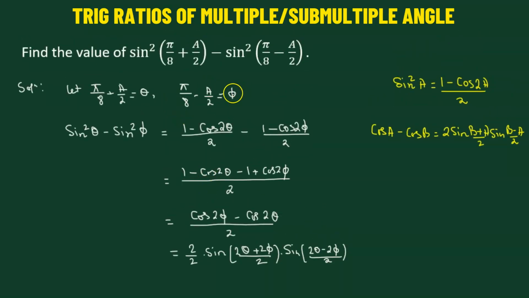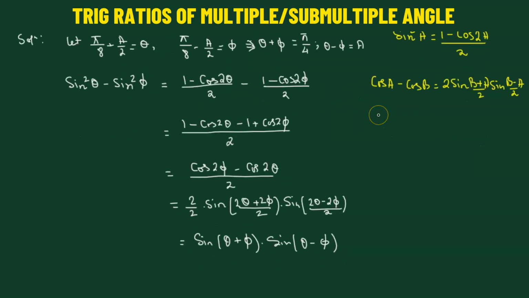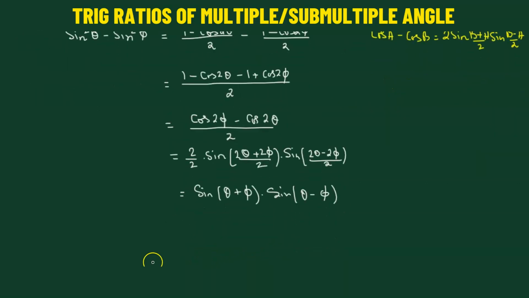Okay, now let's do one thing. Since we have the values of theta and phi, let's add theta with phi. When we add theta with phi, A over 2 gets cancelled out, so we are left with 2 times pi over 8, or simply pi over 4. And if we do theta minus phi, then we get the value A. Now let's replace these values. We can replace sine of (theta plus phi) as sine pi over 4, so we get sine pi over 4 multiplied by sine of (theta minus phi), and theta minus phi is simply equal to A.